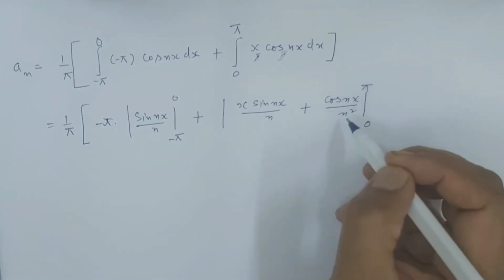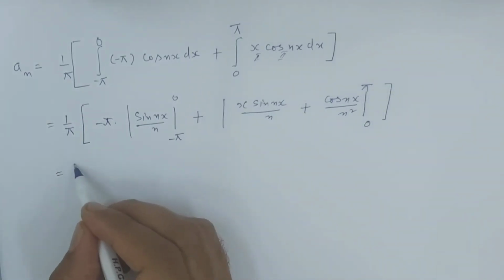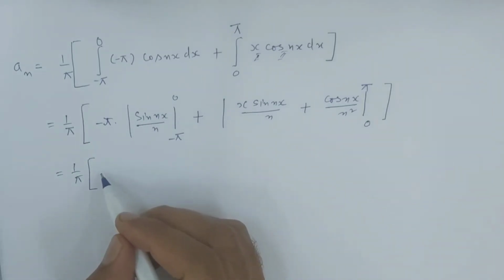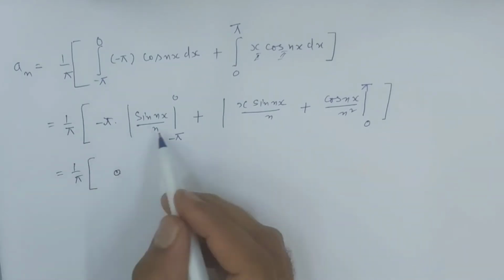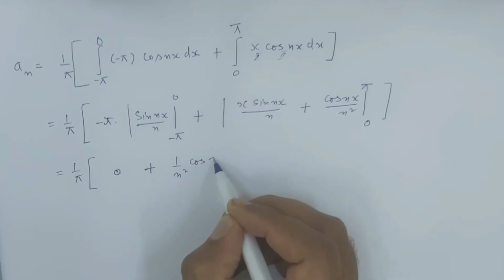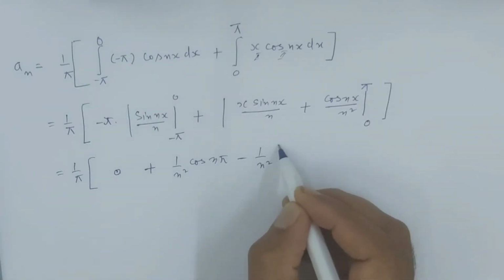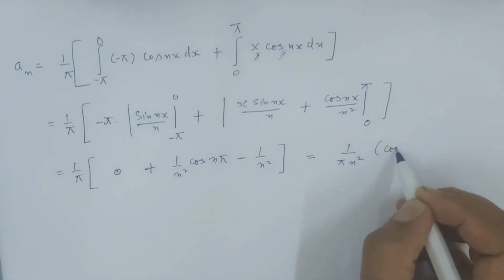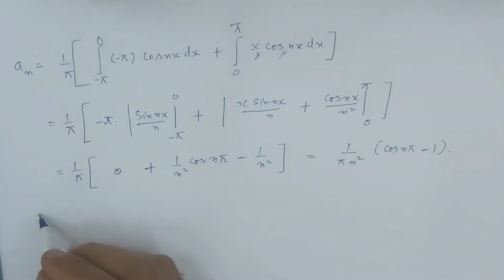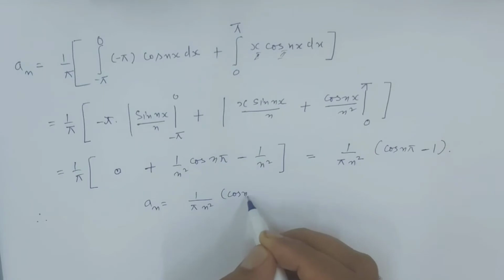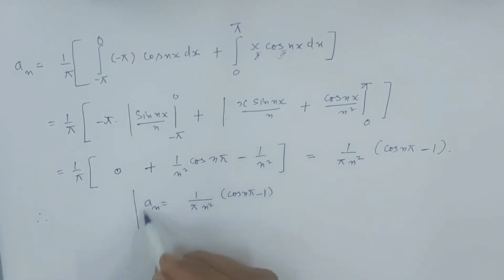हमें ये मिलेगा 0 टू पाई इज द लिमिट्स। अब लिमिट्स को ध्यान से सॉल्व करेंगे, 1 upon pi, upper limit is 0, तो 0 बन गया सारा, पाई के लिए भी 0 ही हो जाएगा, इट मीन्स ये सारा 0 हो जाएगा, minus pi into 0 that is 0, plus 1 upon n square cos n pi minus 1 upon n square, we find this upper limit minus lower limit, that is equal to 1 upon pi n square cos n pi minus 1, so therefore an equal to 1 upon pi n square (cos n pi minus 1), ये भी लिख सकते हैं (minus 1) raised to power n minus 1, this is Fourier coefficient an.